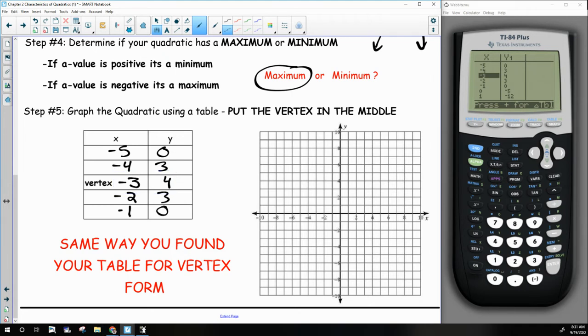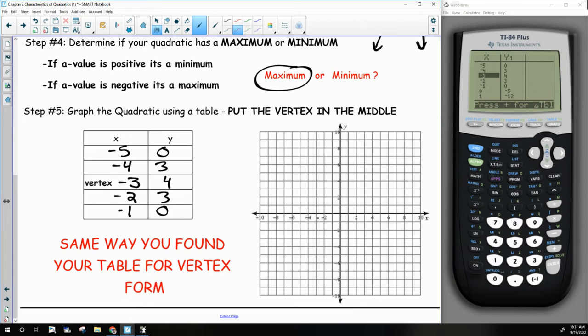On the right side, we have the 4 in the middle, the vertex. Then we got 3s. Then we got 0s. Next, we would have -5s according to our table. Then -12s. You should see symmetry on the y value. Now it is just time to plot these points and connect the dots.